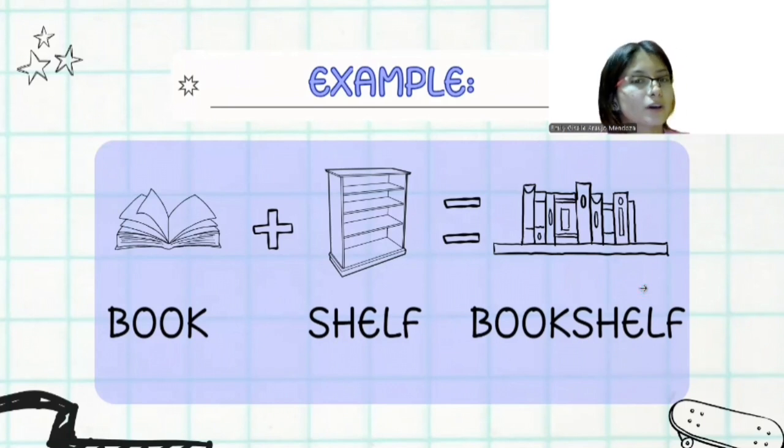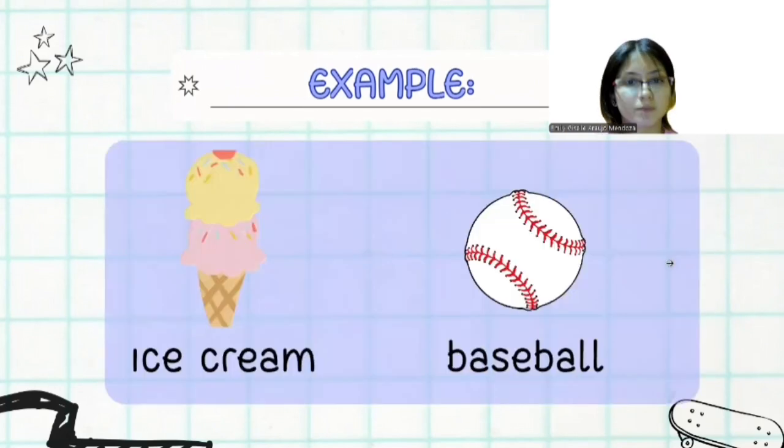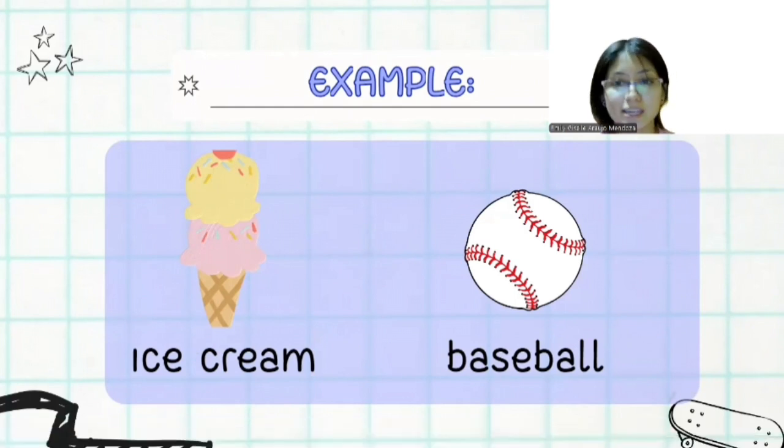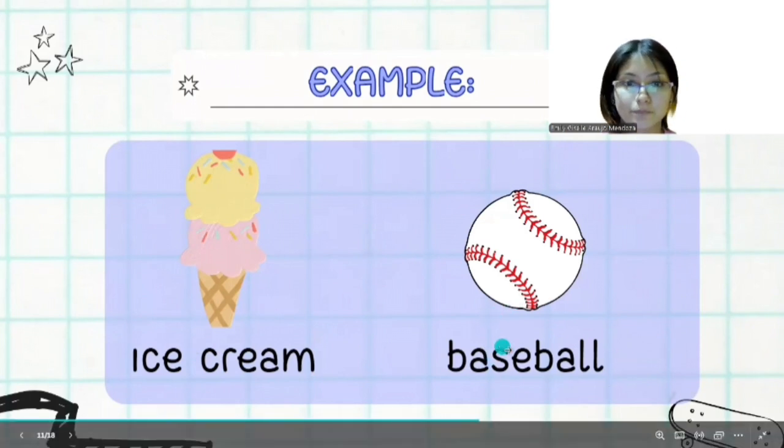So we can find compound words by looking at two words stuck together in one. Sometimes there is a space between the words, like ice cream. As you can see, here is the space, but sometimes there is no space, like in the word baseball. Now you understand that part.